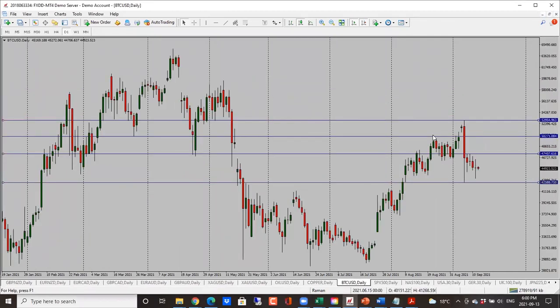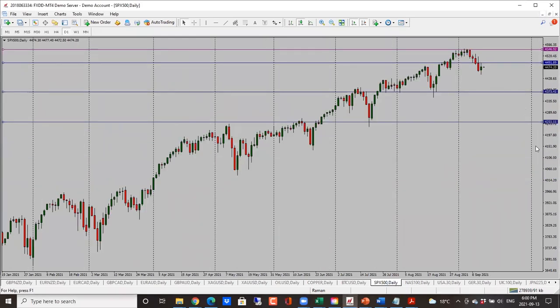Bitcoin, not doing much. It's been going sideways. And it's holding though. It hasn't broken through the support. Today's candle close is completely neutral. So I'm looking for a neutral move basically between 47,400 and 42,580. So neutral bias for Bitcoin.